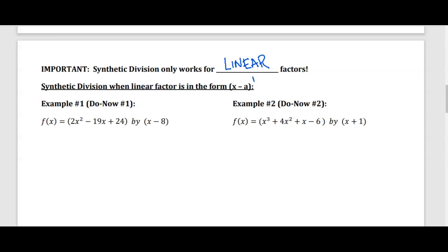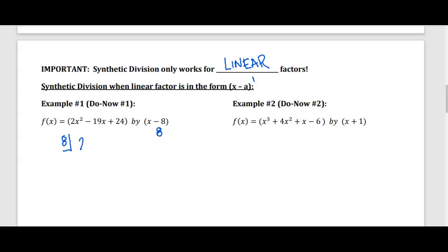So here x minus 8, 8 is our a value. And we're going to divide by that value. Now, it's always going to be the opposite of what you see in the factor. So it's negative 8, so we're dividing by 8.